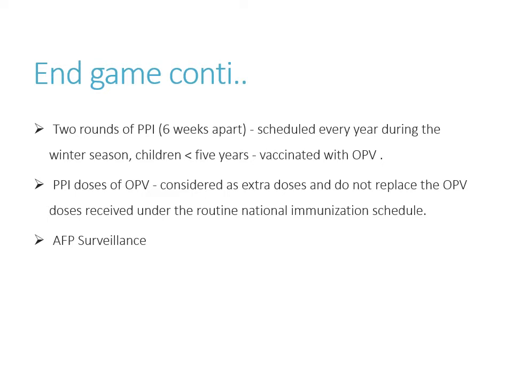It doesn't matter whether they have taken 3 doses or 5 doses of the national immunization schedule. That is a different matter; they have to take that also. But when there is pulse polio immunization, all the children of 5 or less than 5 of the whole country are vaccinated with the oral polio vaccine on a single day. This is usually done during the winter season, mainly in December, and the next dose is given after 6 weeks, that is in the month of January.